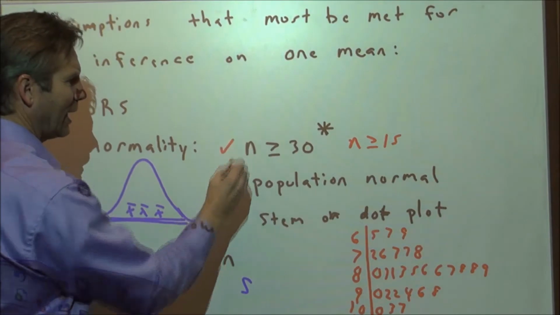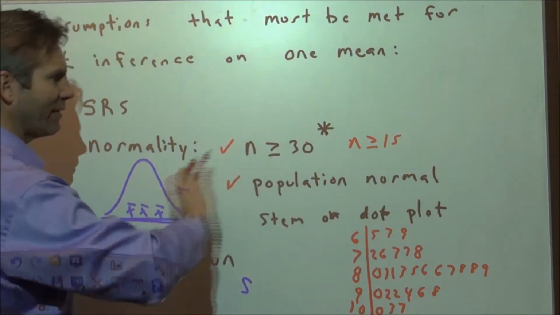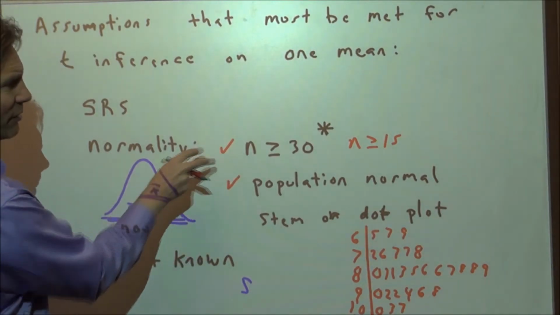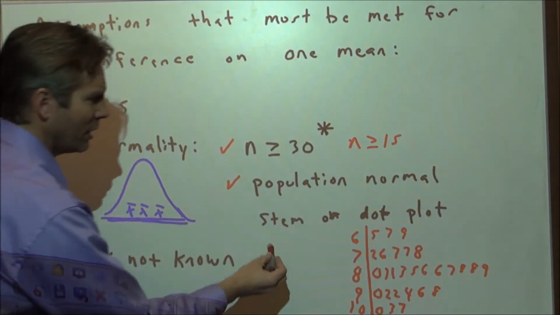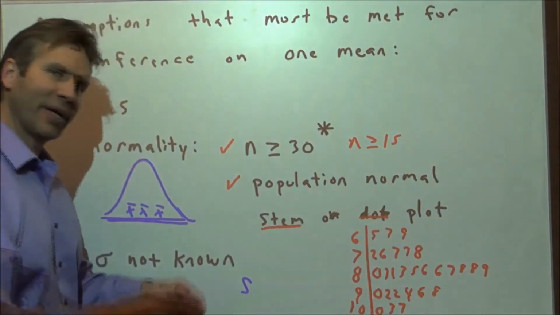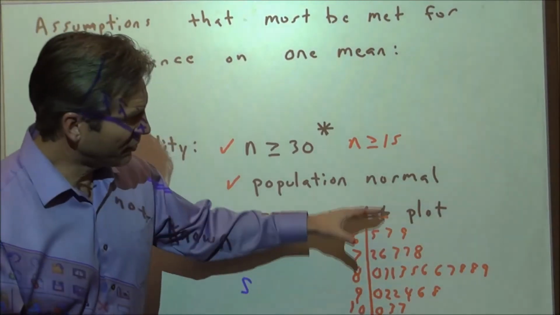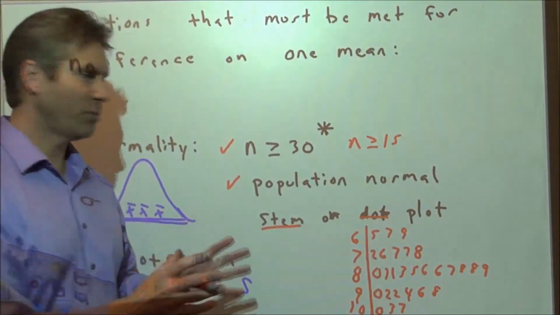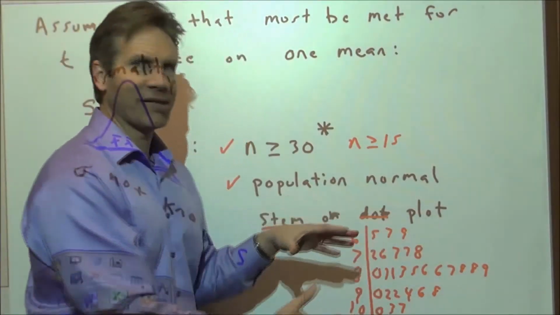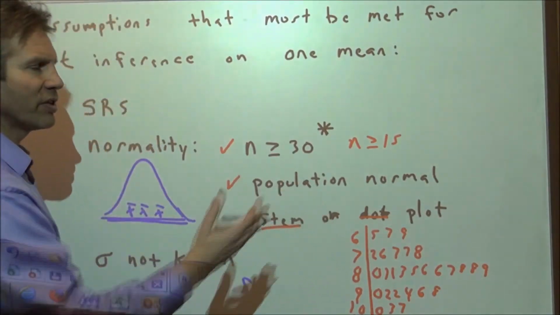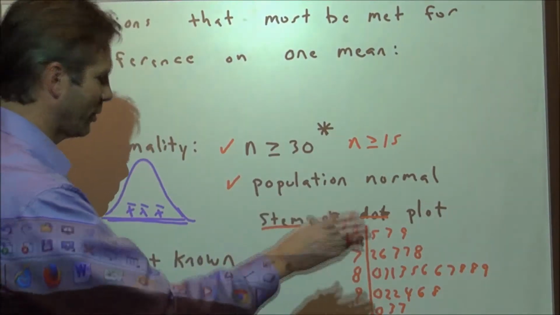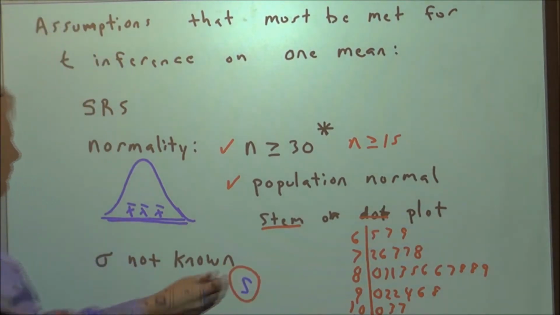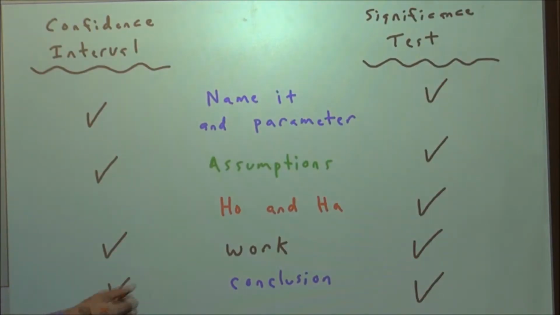The other way is, is the population normal to begin with? If you're told that, then it doesn't matter what the sample size is, your sampling distribution of means is going to be normal. If neither of these two apply, you have a small sample size and you're not told this, you should be making a stem plot or a dot plot, because the idea is, if your sample data is bell-shaped, then it stands to reason that it came from a population which is bell-shaped. That's the purpose behind making a dot plot or a stem plot and saying, hey, no reason to doubt normality, we have fairly symmetric data, we're good to go. The last thing is sigma's not known, which is why we're using S and we're using a t-distribution and not a z, not a normal distribution.